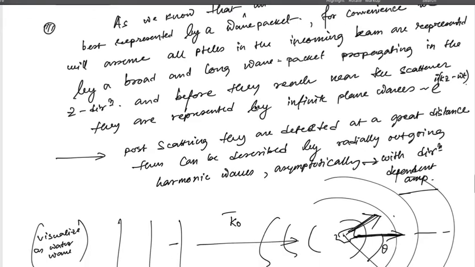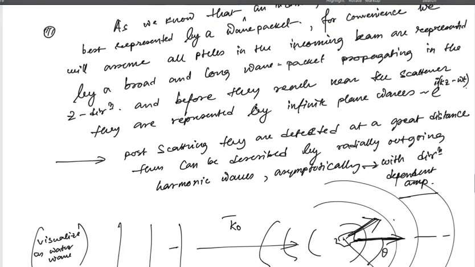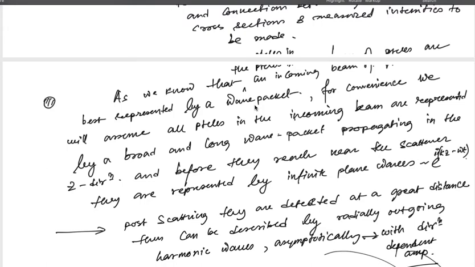And before they reach near the scatterer, they are represented by infinite plane waves, which is like e to the power i(kz minus omega t). But post scattering, they are detected again after a long distance, where they can be described by a radially outgoing harmonic wave that is asymptotically another plane wave but a spherical wave, and the direction and the amplitude of the spherical wave depend on the direction it is moving in because of the nature of the scatterer. So this picture is intuitive right now, but we'll work it out formally also. But this picture I hope makes sense.